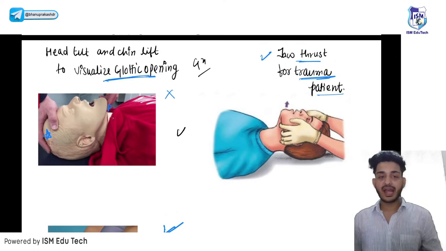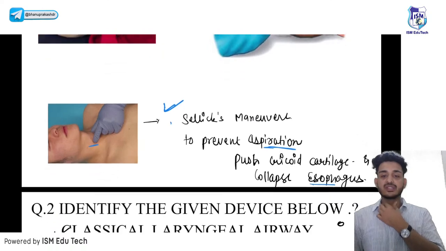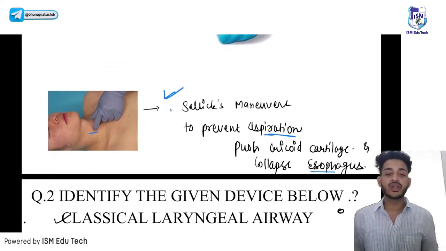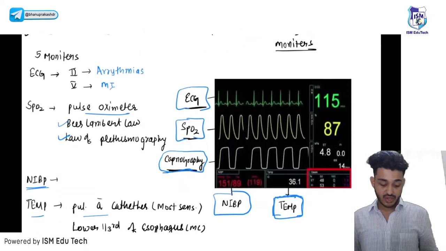First one is your head tilt chin lift, second one is your jaw thrust, and the third one is your Sellick maneuver. What will you do in Sellick? You will apply pressure on the cricoid, right? Next thing is your monitors.